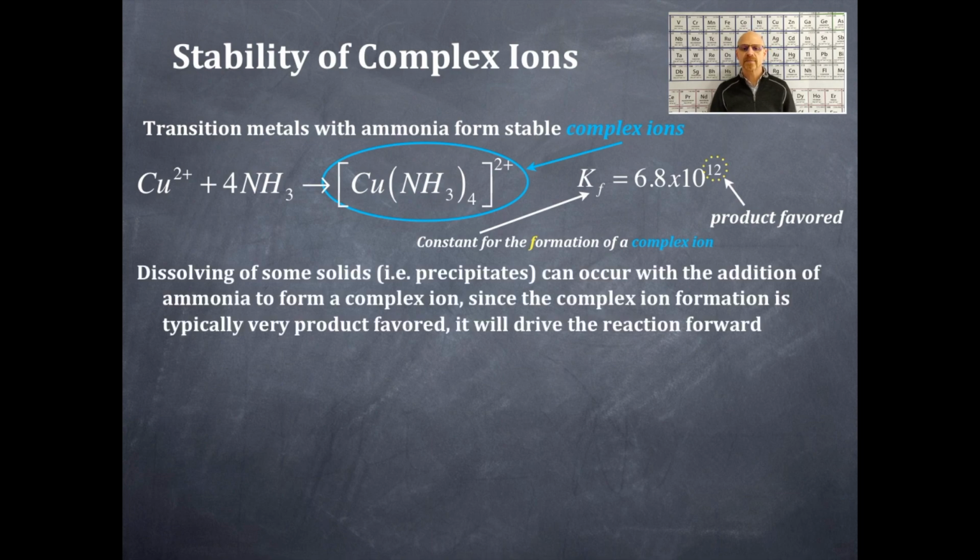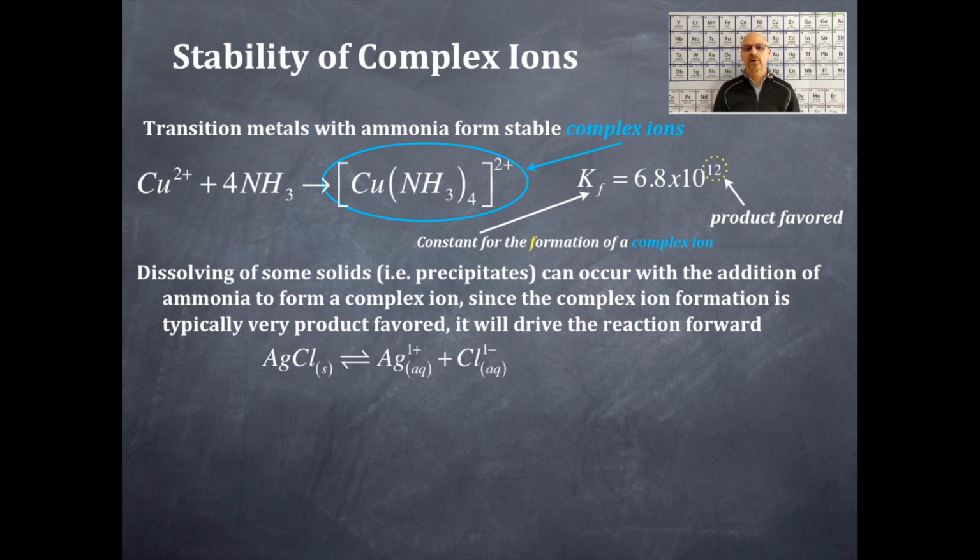Dissolving of some solids, i.e. precipitates, can occur with the addition of ammonia to form a complex ion, especially with transition metals. Since the complex ion formation is typically a very product-favored reaction, it will drive the reaction forward more than it was before. So here's an example.